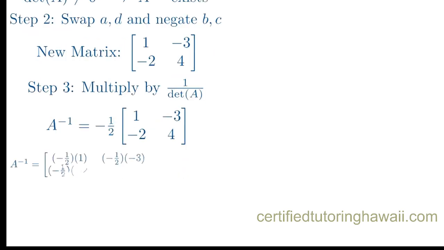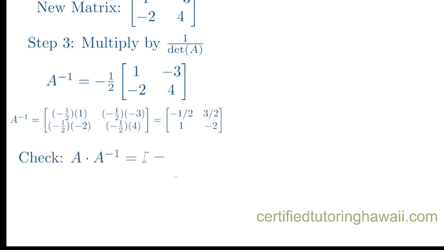We distribute the -1/2 to every entry. This gives us our final answer. The inverse matrix, A inverse, is -1/2, 3/2, 1, -2. We have found the inverse. A great way to check your work is to multiply A by A inverse and see if you get the identity matrix I. Give it a try on your own to confirm this.